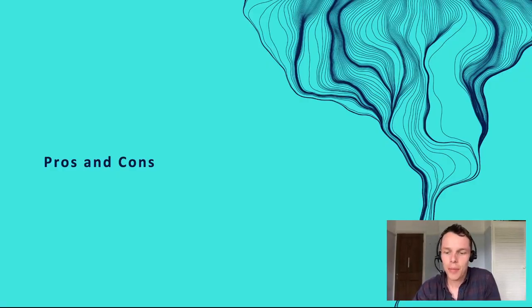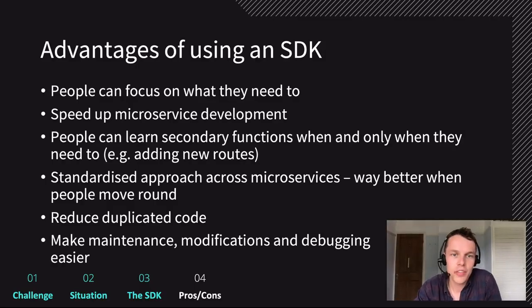So as a way of wrapping up, I want to discuss the pros and cons of this approach. So what are the advantages of using an SDK? Primarily, people can focus on what they need to focus on. They don't have to do the secondary functions that are needed for microservice, like communications and CI/CD scripts. They don't need to duplicate common functionality that you may have, like accessing databases or doing GraphQL queries. This ultimately speeds up microservice development and makes maintenance and debugging of the code much easier.